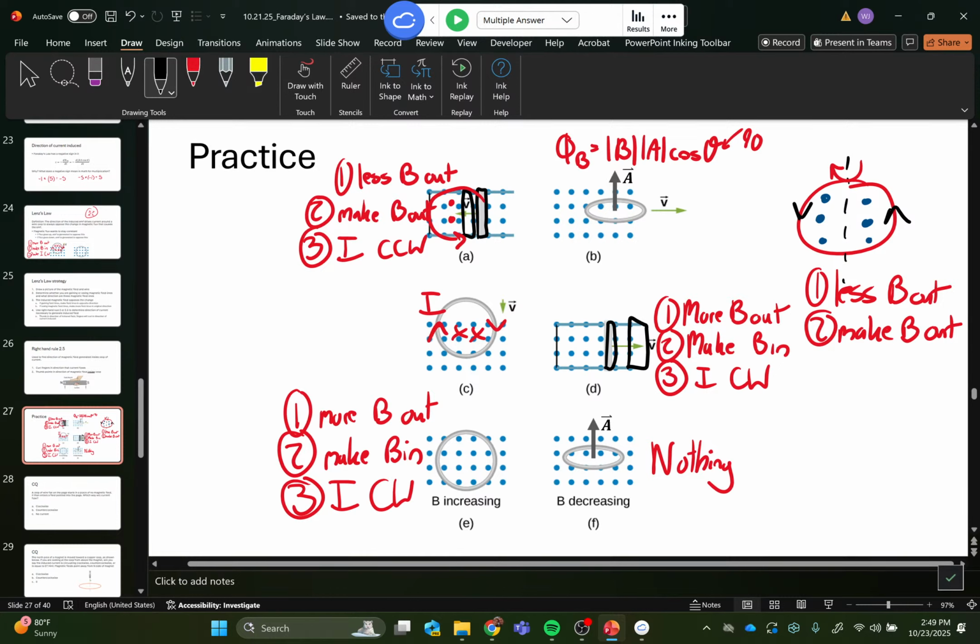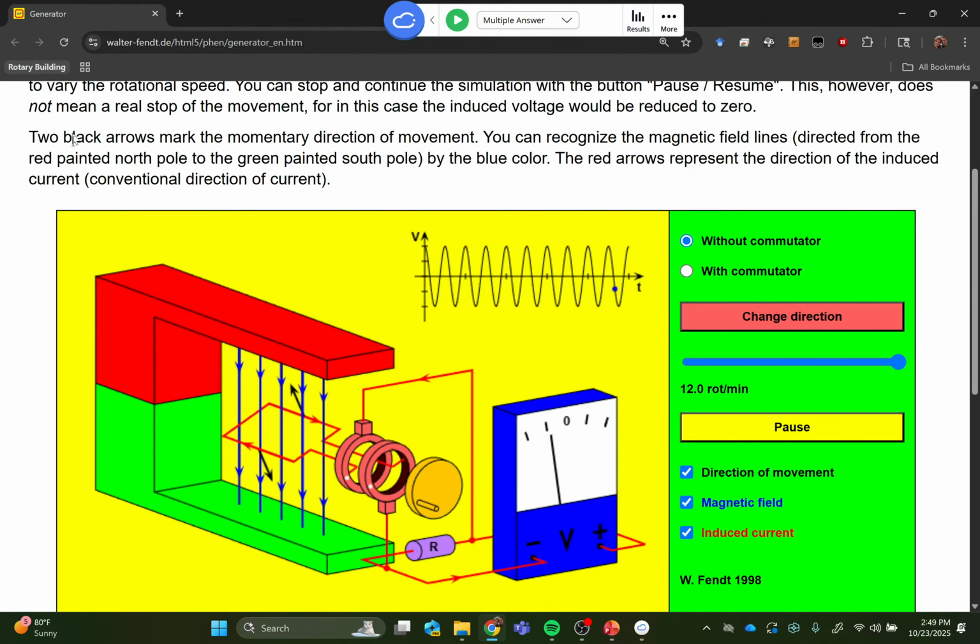Now, what's really important here is as this thing rotates, eventually it'll reach a point where it has no dots going through it. What's going to happen as it keeps rotating? Then it'll start to get more. It doesn't want more, so it'll make some the other way. So the key takeaway is, if we go back to the thing I showed you before, the current flip-flops. These little red arrows, I know it's kind of hard to see them, but the current is flip-flopping as it goes through, because in this place it alternates between getting more field lines and less field lines. So the current will alternate to counteract that change.